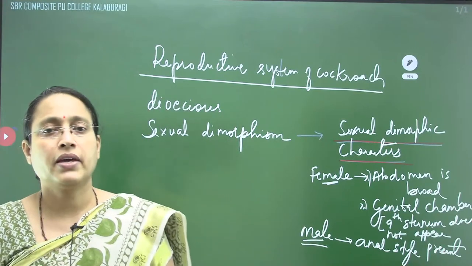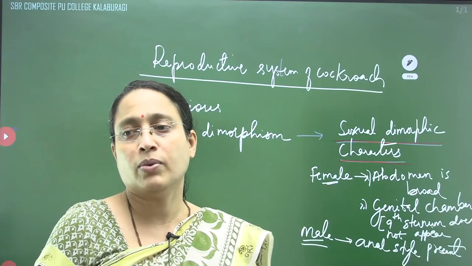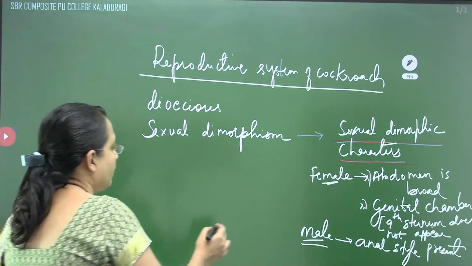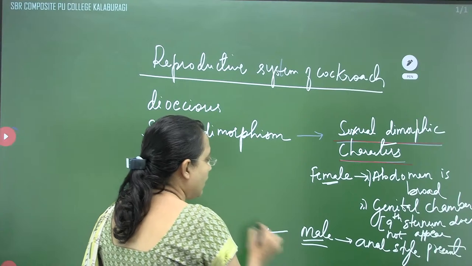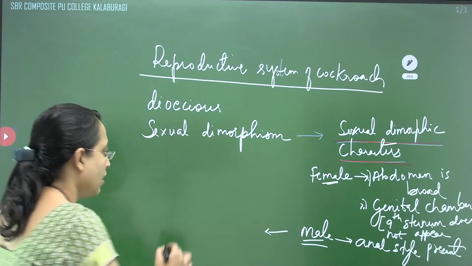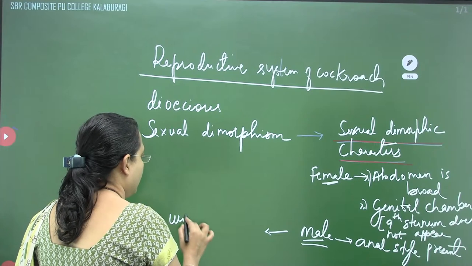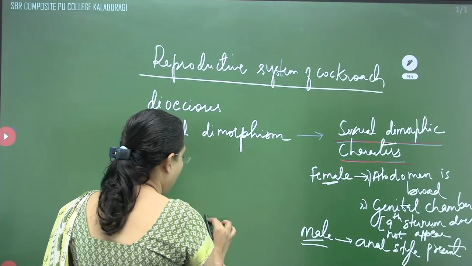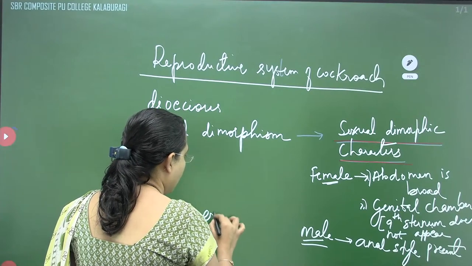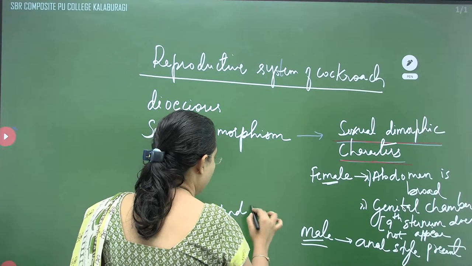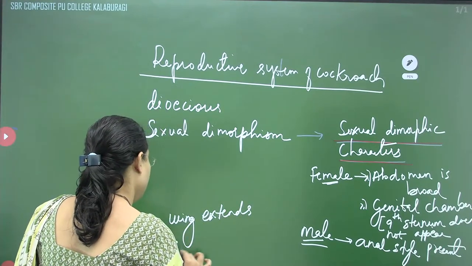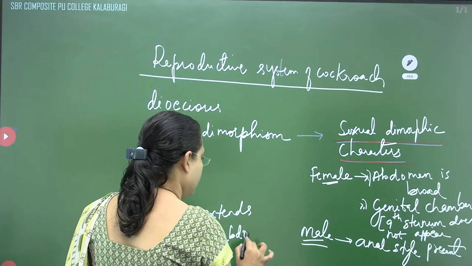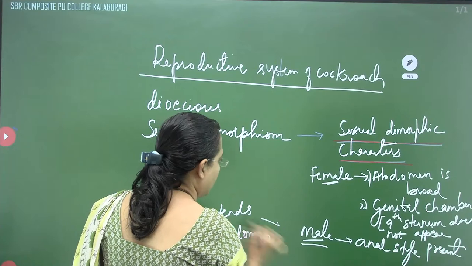So these are just some of the characters. Other dimorphic characters will be there too, such as antenna size. And one more is that in male, the wing extends beyond the abdomen.